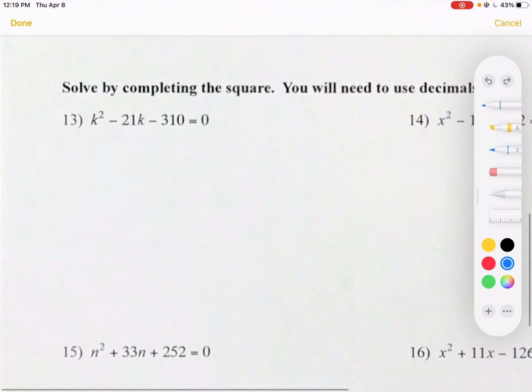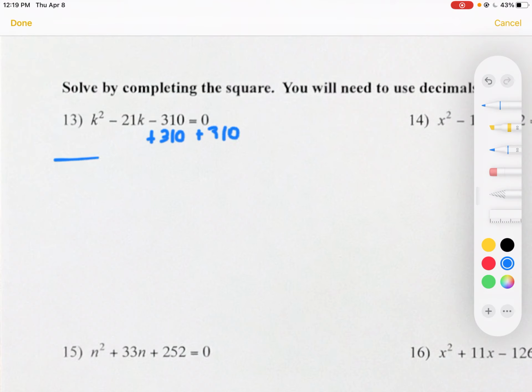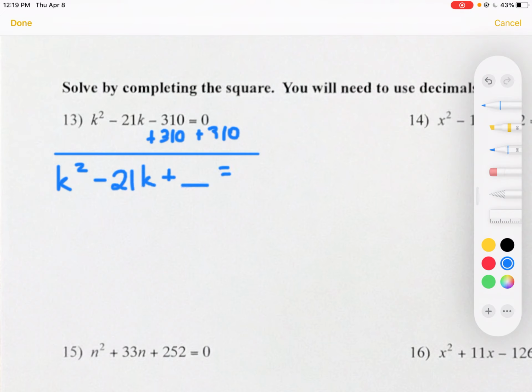Okay? So, first thing you need to do here, this is already 1k squared, so we're good to go. We can move the 310 by addition. This is going to turn into k squared minus 21k plus blank equals 310 plus a blank. If I'm going too fast, you need to pause the video and back it up and watch it again, okay? Now, this next step, we're going to divide by 2 still, okay? But here's why you're going to get a decimal.